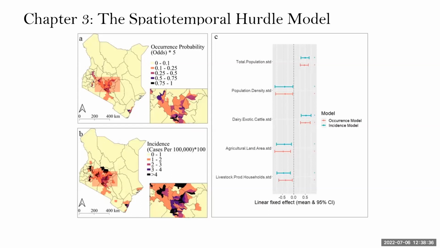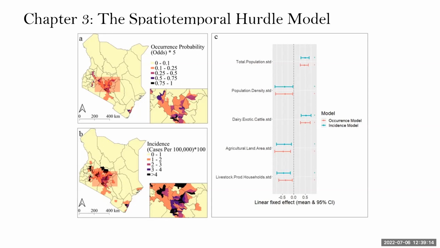So the figure shows the spatial distribution and correlates of annual anthrax occurrence and incidents at sub-county level across Kenya. Maps show the fitted probability of anthrax occurrence and incidents for the 290 sub-counties in the last quarter of 2020. And the points and error bars in C illustrate the posterior mean and the parameter estimates of the fixed effects and the 95% credible intervals for the best fitting models of anthrax occurrence in red and anthrax incidents in blue.